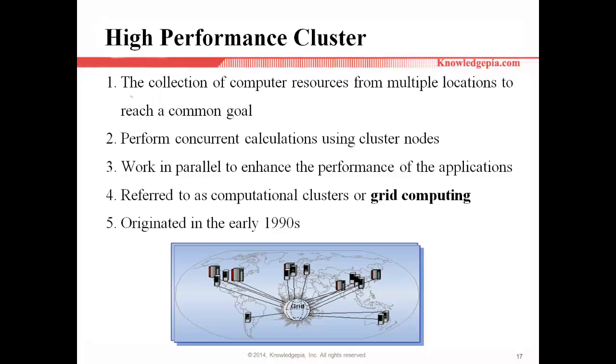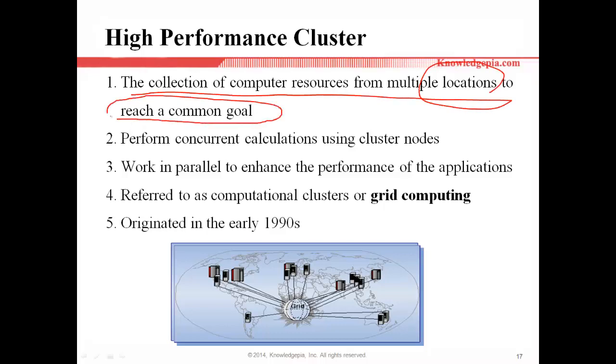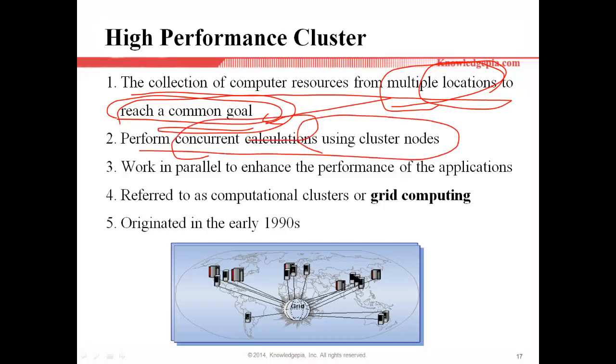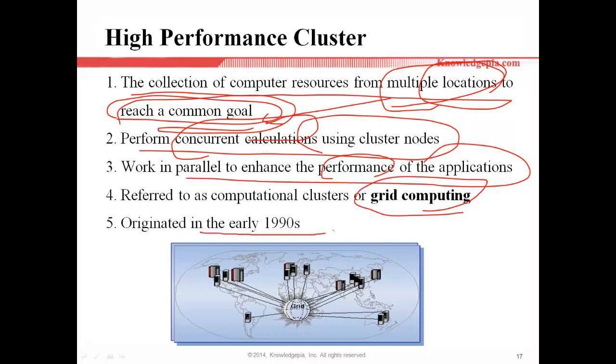A high performance cluster means the collection of computer resources from multiple locations to reach a common goal. Normally many computers are located in multiple locations, but they fulfill the common goal and perform concurrent calculations using cluster nodes. The main purpose is concurrent calculations, working in parallel to enhance the performance of the application. We call it the high performance cluster, also referred to as the computational cluster or grid computing, which originated in the early 1990s.